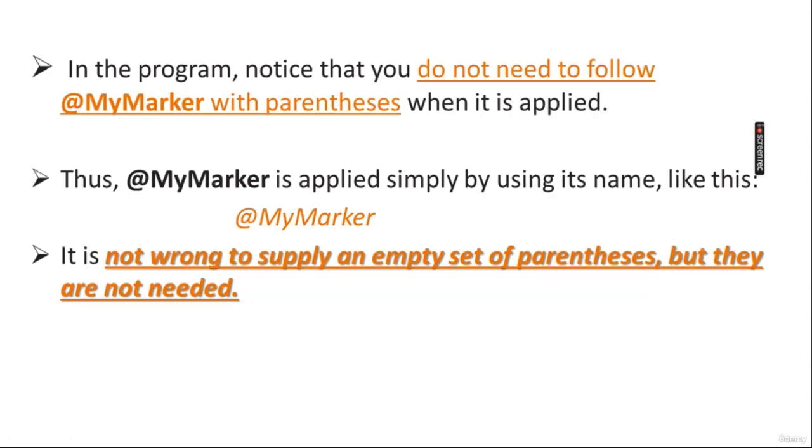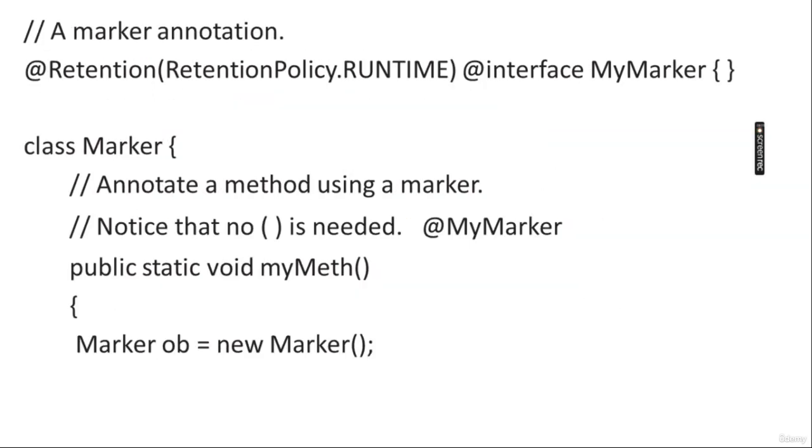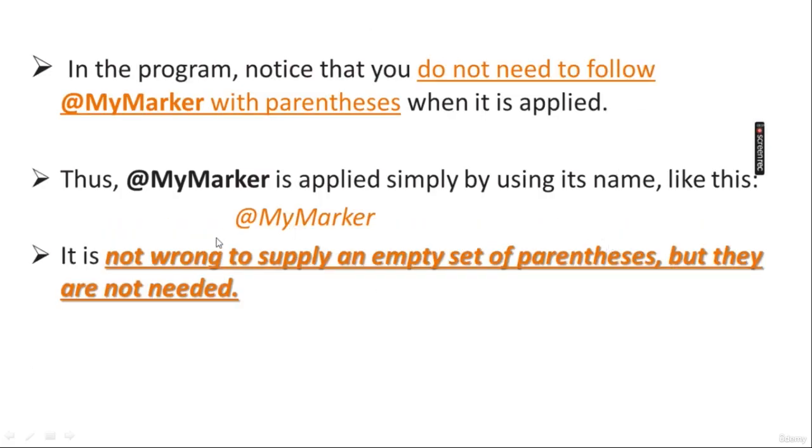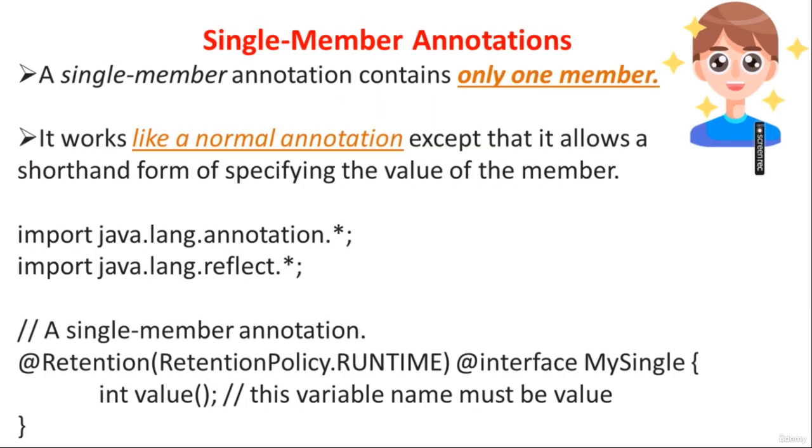You do not need to follow @MyMarker with parentheses when it is applied to a method. Thus, MyMarker is applied simply by using its name, @MyMarker. When you are creating a method, you specify it using only @MyMarker, so there is no need to give opening and closing parentheses. It is not wrong to supply an empty set of parentheses, but they are not needed. So you can also give an empty set of parentheses. It will not give you a compile time error, but still they are not required in this case because this is a marker annotation.